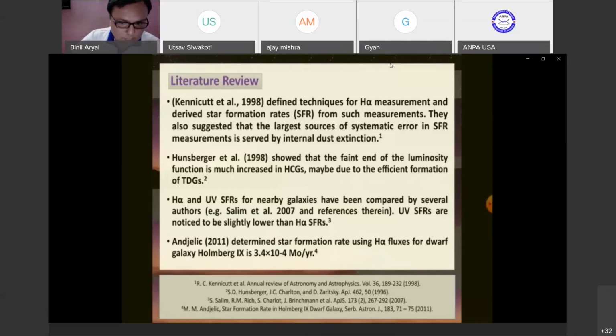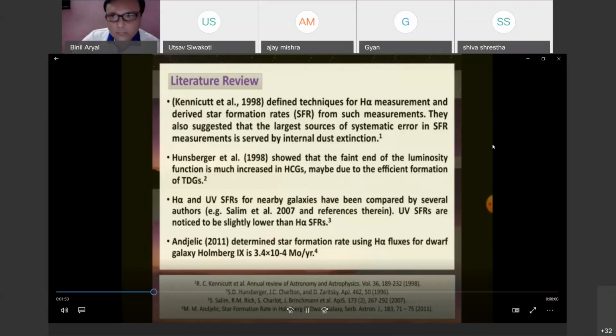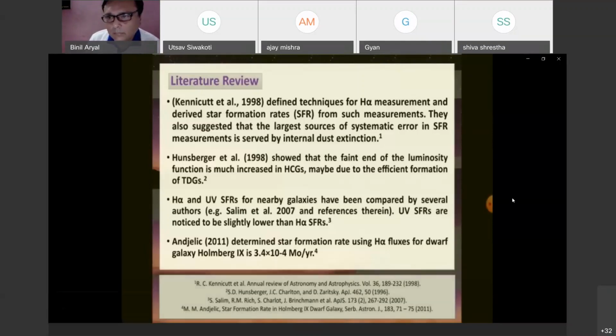Salim et al. studied by using the technique of H-alpha and also UV measurement, and they compared the results and concluded that the UV SFRs are slightly lower than the H-alpha SFRs. And this, in 2011, determined the star formation rate of the dwarf galaxies using the H-alpha fluxes, the same technique that we followed for our study. The star formation rate of the dwarf was found to be 3.2 solar mass per year.